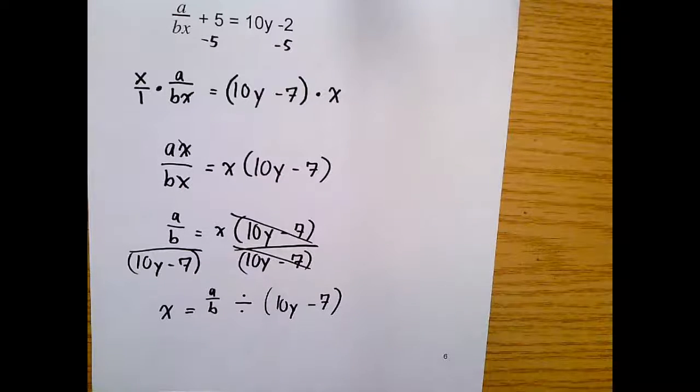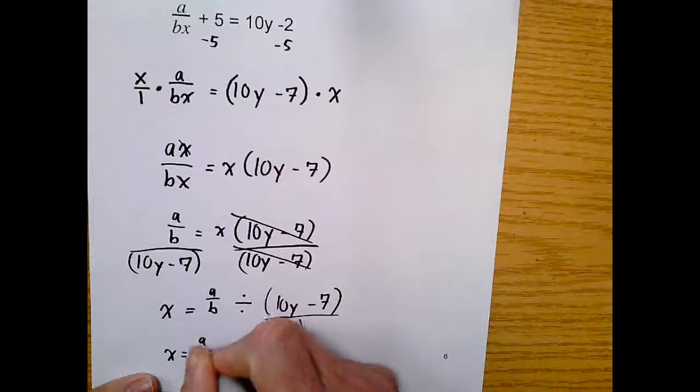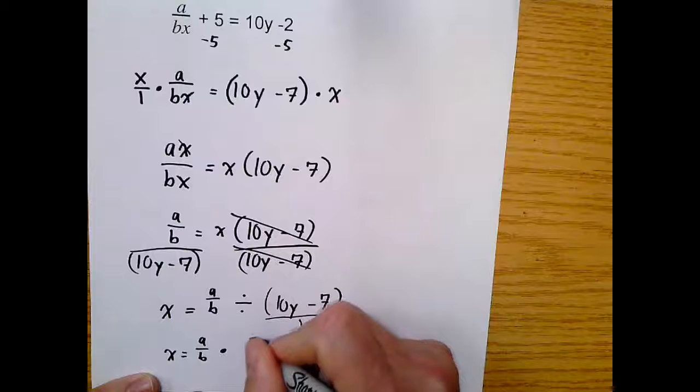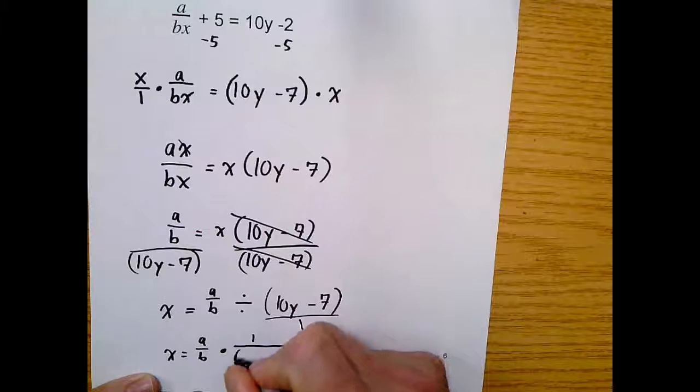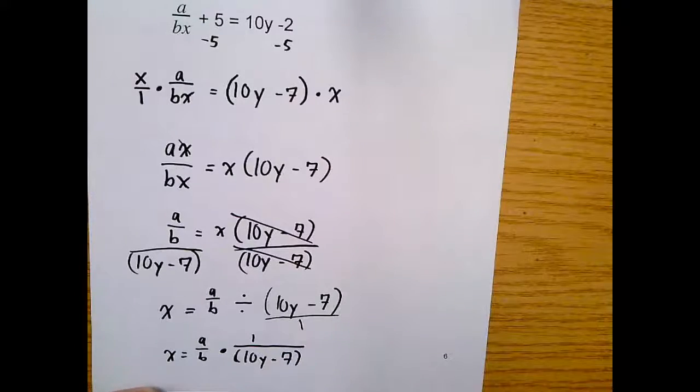Okay, and so this is a great time for you to remember the rule. And the rule is this, dividing is the same as multiplying by the reciprocal. So right now we have 10y minus 7, and that is actually all over 1, right? Because anything can sit on top of a 1. And we're going to multiply by the reciprocal. And what that says is, okay, well, x is a over b multiplied by, and when we reciprocate it, we just flip it, 1 over 10y minus 7. And we are almost home free.